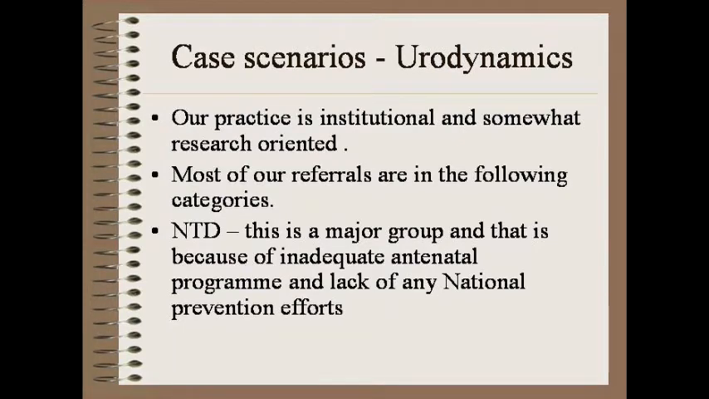So most of the referrals are in some areas which I will discuss, and I would be focusing not on the case scenarios actually, but on the national scenario for the poorer lot of the country, how they come in this country. Neural tube defects is the major group, and this is because of a lack of adequate antenatal program and lack of national preventive efforts. It's not rare. It may be present in sporadic areas, but when the deliveries are not supervised, you have a lot of neural tube defects born.